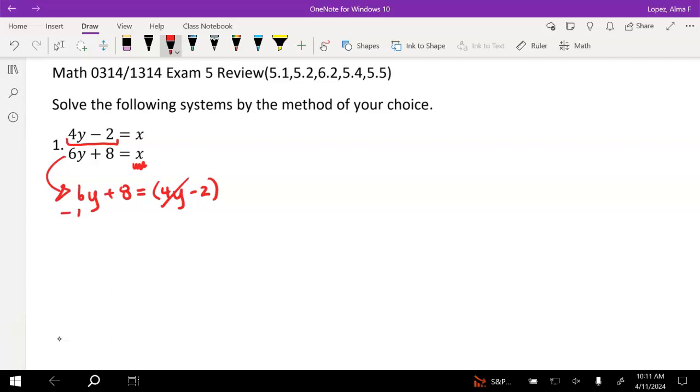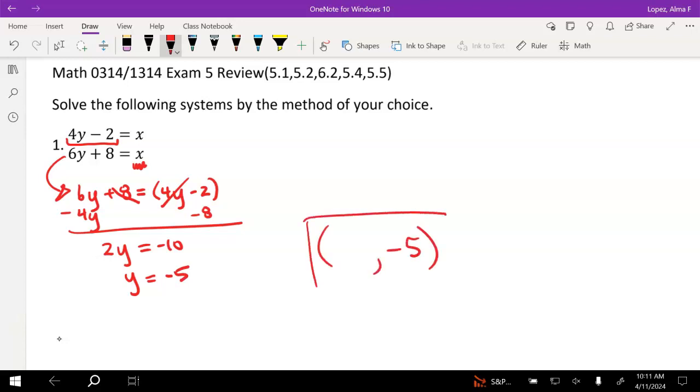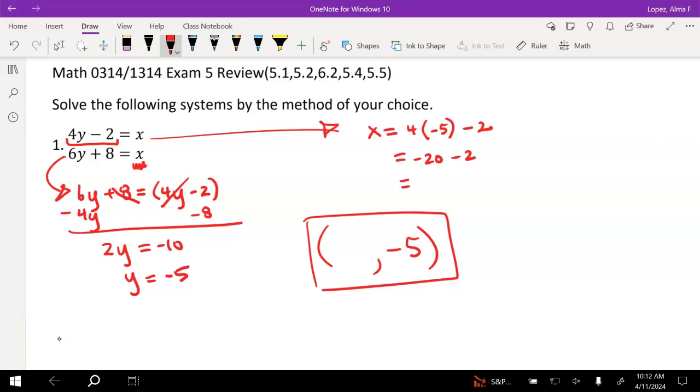I'm going to start by moving the y's back over to the left, the constants over to the right. So we end up with 2y equals negative 10, or my y is equal to negative 5. With the y value of negative 5, that means there's a unique solution. So I'm going to solve for the x that goes with it by plugging back into that little block. It says x is equal to 4 times y, which we know is negative 5, minus 2. That is negative 20 minus 2, which gives us negative 22.